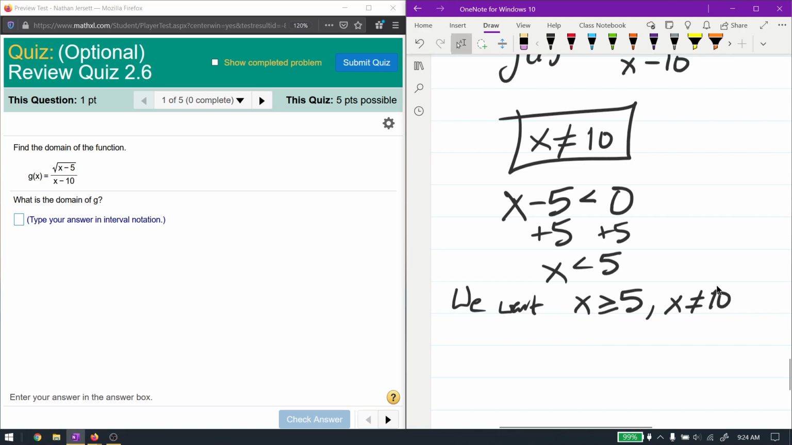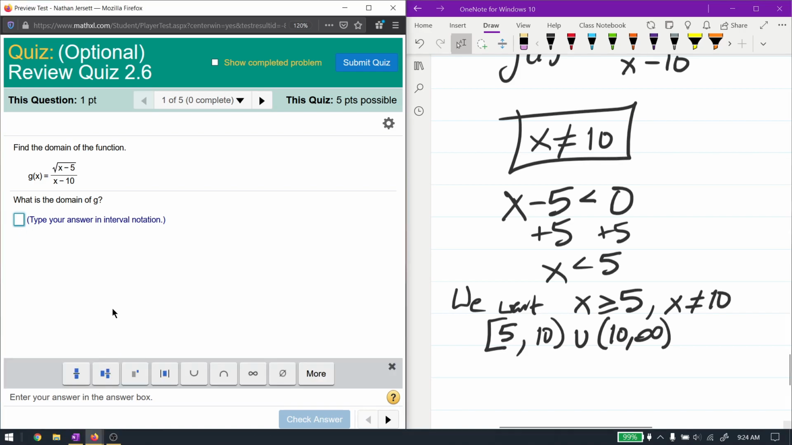We always write this in interval notation. The smallest thing we can have is 5, and it's included, so we use a square bracket. This goes up to 10. And 10 must be excluded because it gives us 0 in the denominator. So we must also union this with 10 up to infinity. That's the interval notation of what I was talking about there. So we have 5, 10 unioned with 10 to infinity.